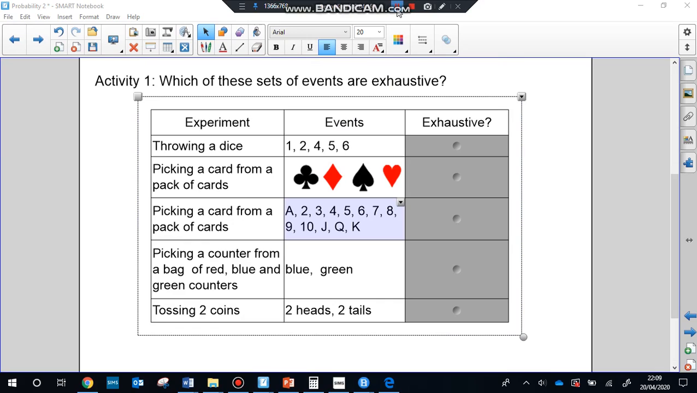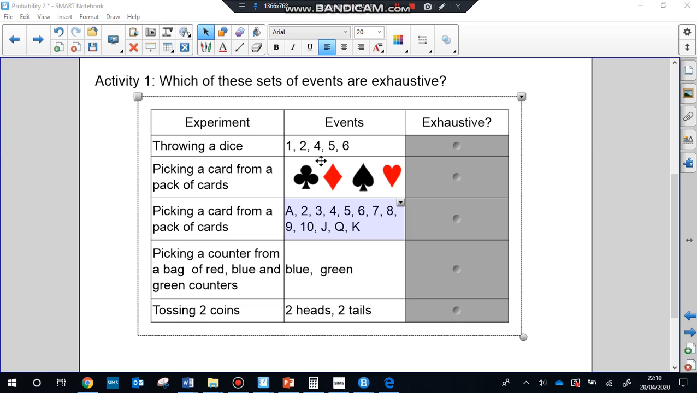Okay, so looking at activity 1, I want you to tell me which of these are exhaustive events. Okay, so you will need to copy this table into your book. All right, pause the video and then see if you can answer these here.